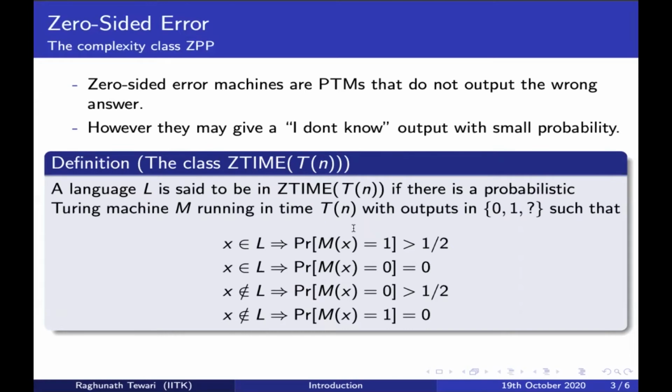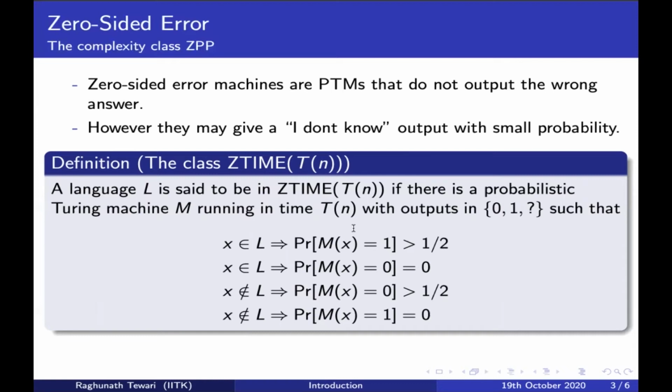Now, if X belongs to the language, then the probability that the machine accepts is greater than half, and the probability that the machine rejects is 0. The machine will never reject. So this is what we mean by saying that the machine will not give a wrong answer. So what it does in the remaining computation paths is that it just outputs question mark. So in at least half the fraction of the computation paths, it outputs 1 or accepts, and in the remaining computation paths, it just outputs question mark or I don't know.